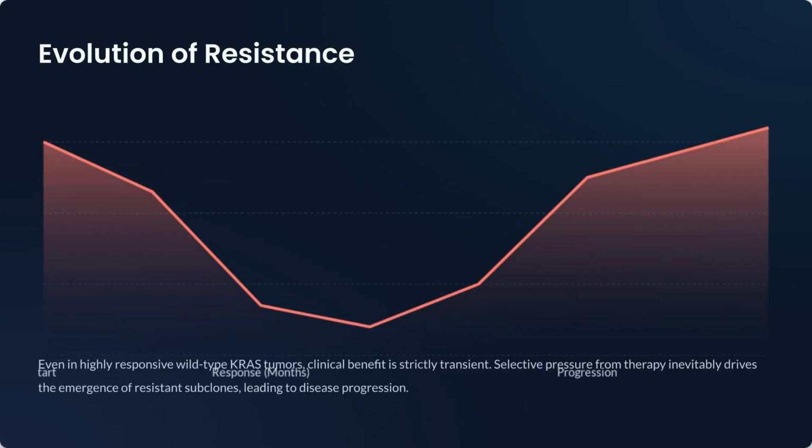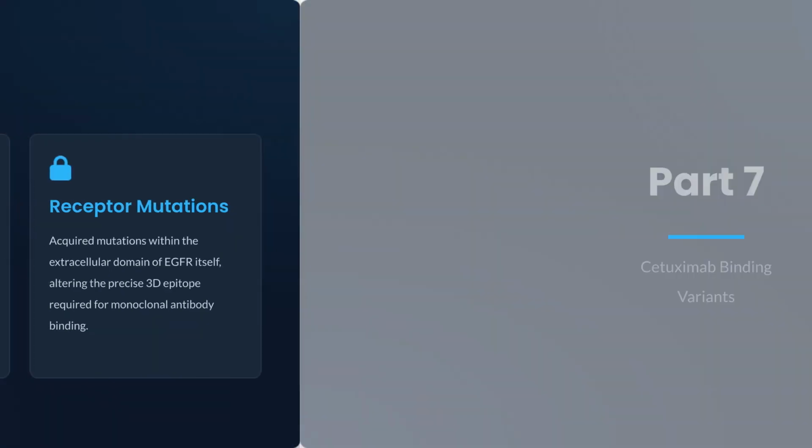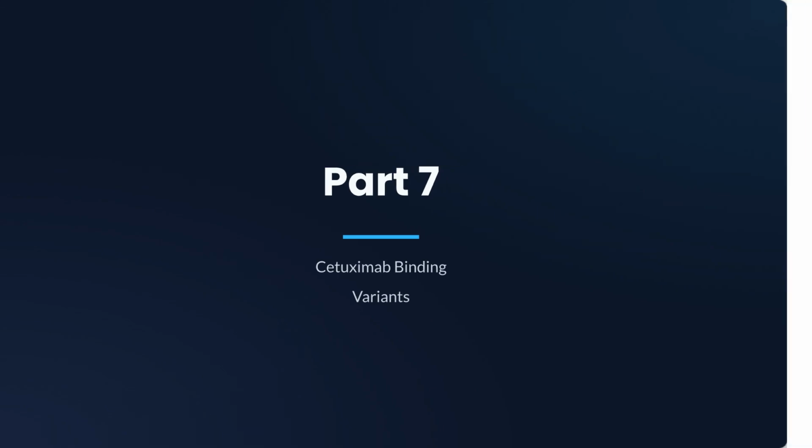Even when initial therapy is successful, treatment benefit is temporary. Selective pressure eventually leads to the emergence of resistant subclones, driving disease progression in all cases. Resistance occurs through several mechanisms, including the activation of bypass signaling tracks like MET or HER2, acquired downstream mutations in KRAS or BRAF, or new mutations within the EGFR receptor itself. We now move to Part 7, where we will examine cetuximab binding variants and the resulting mechanisms of acquired resistance.